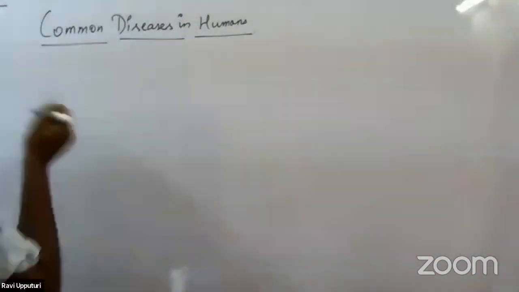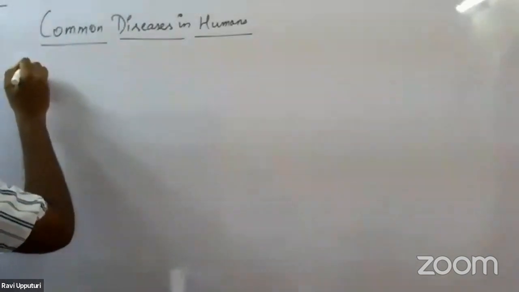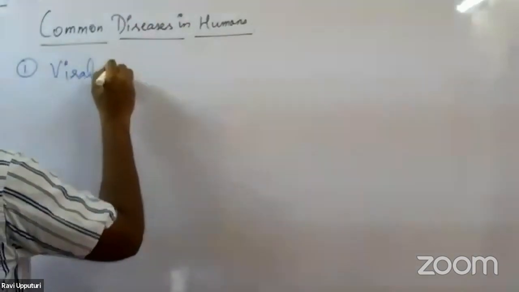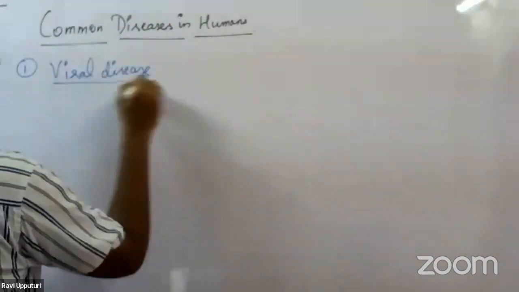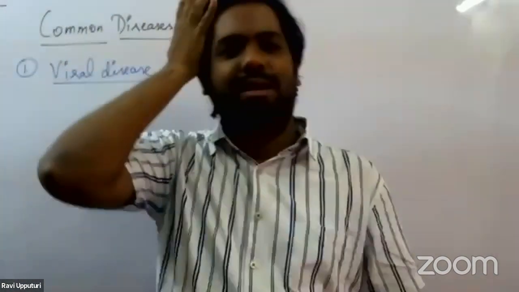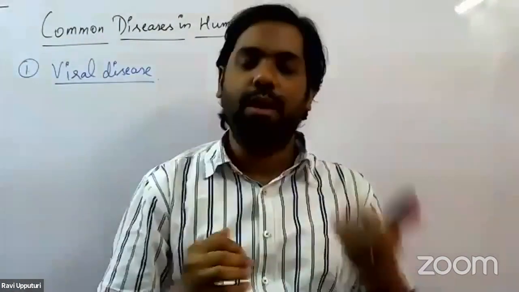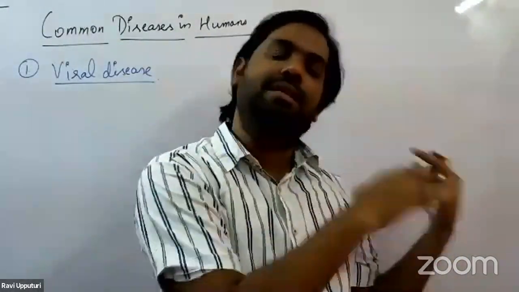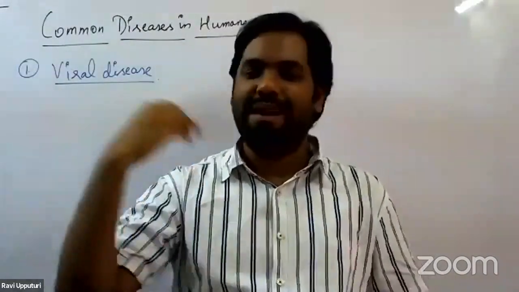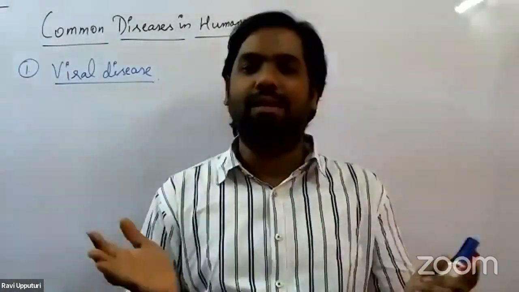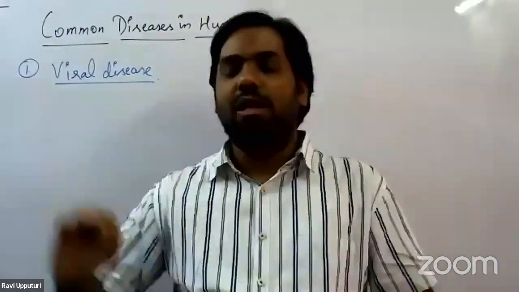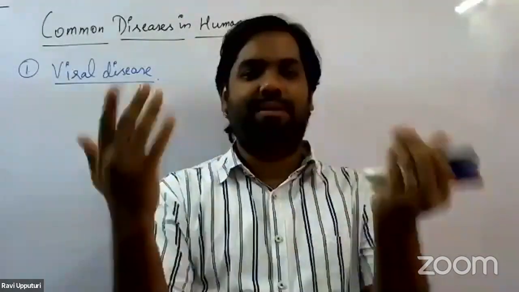The first category of disease we'll be taking up is the viral diseases, right? Let's begin with the viral diseases. Talking about viral diseases, there are several viruses which are responsible for causing several diseases in humans, right? N number of viruses are there which cause N number of viral diseases. There are so many viral diseases which have been identified by doctors and scientists so far, of which some of the major ones we have heard of, right?